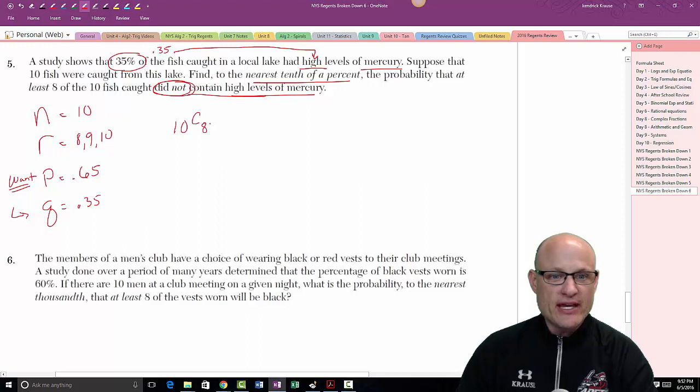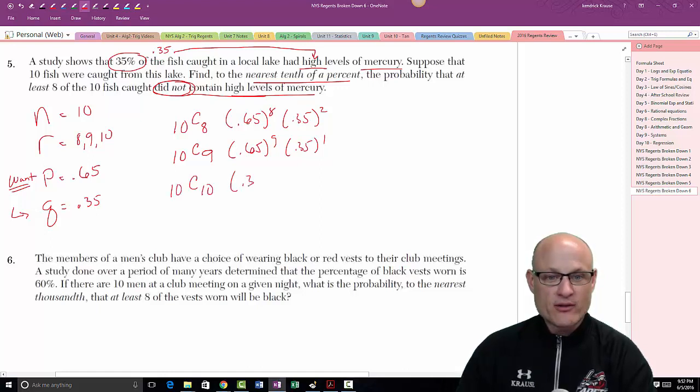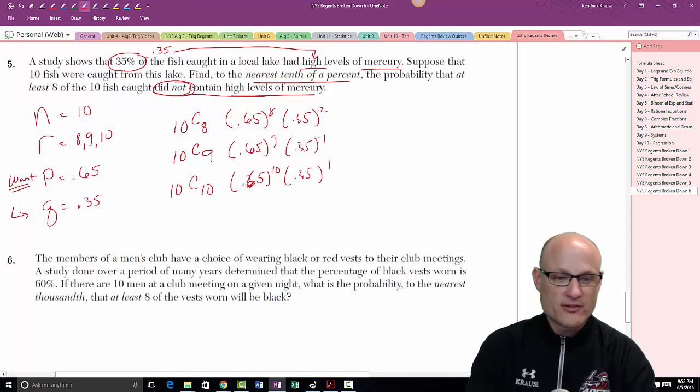So 10 choose 8, 0.65 to the 8, 0.35 to the 2. 10 choose 9, 0.65 to the 9, 0.35 to the 1. And 10 choose 10, 0.65 to the 10, and 0.35 to the 0. All right, so we'll go over to our calculator.